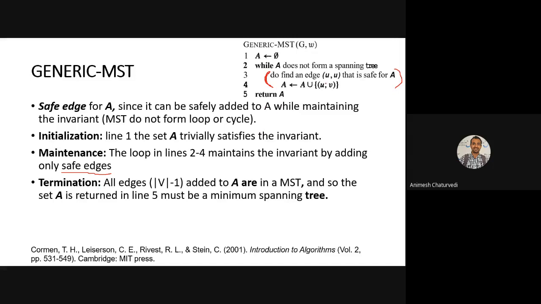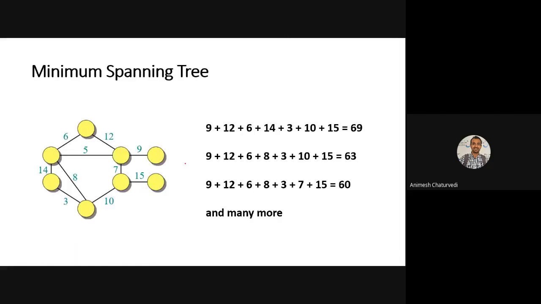Then the termination state is when A has formed a spanning tree. A created a spanning tree which covers all the vertices, and the number of edges should be the number of vertices minus 1. So that would be the terminating condition.